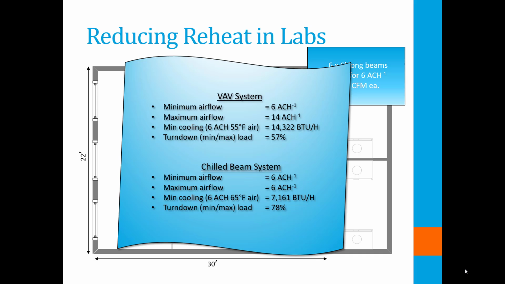Neither system can turn down below the 6 air changes if the lab is occupied, but the chill beam system can be designed with warmer primary air to avoid reheating. Using 65-degree air as an example, the chill beam system delivers a minimum cooling capacity of around 7,200 BTUs per hour with the water valves closed, compared to 14,300 BTUs per hour for the VAV system. The chill beam system is capable of turning down further, so will reheat less than the VAV design.